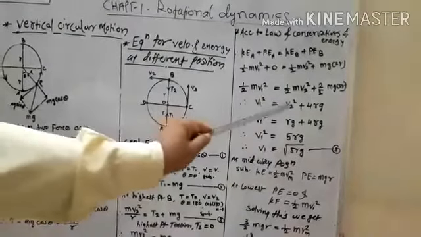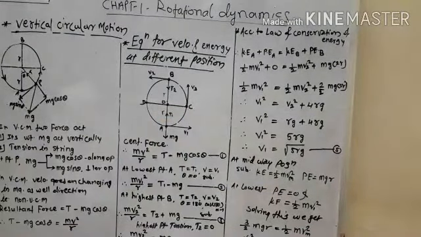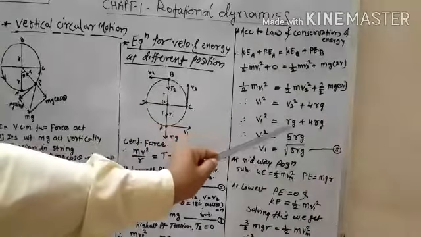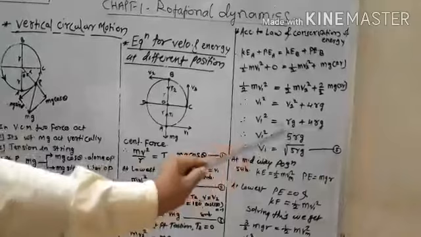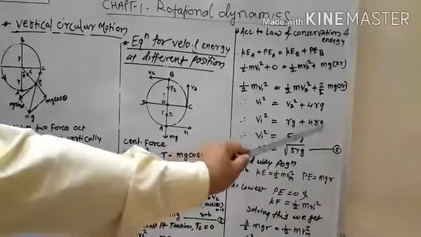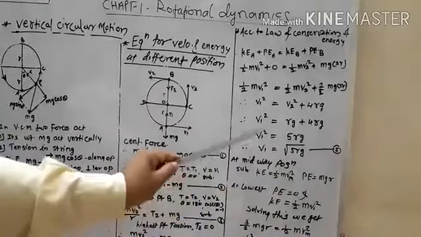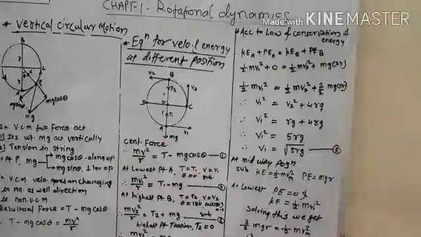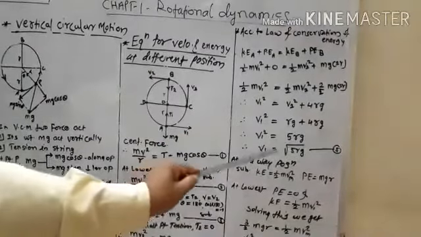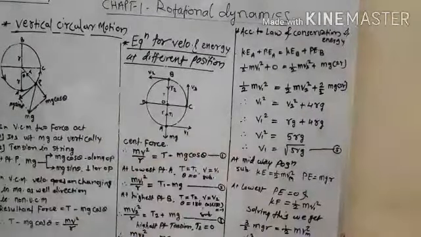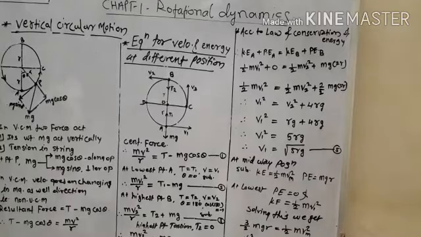Again, instead of v2 square we have to find the v2 square. What is the v2 square? This is nothing but rg, and therefore we substitute here rg plus 4rg, which is 5rg. v1 square is equal to 5rg. Taking the square root, v1 is equal to under root 5rg. This is equation number 5, and this velocity at the lowest position, v1, is equal to under root 5rg.